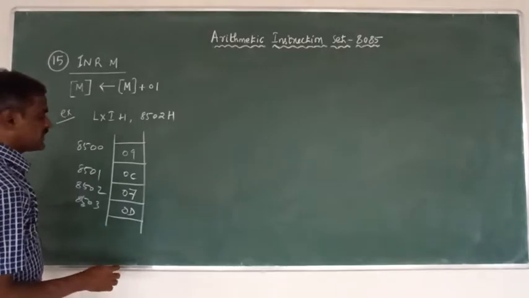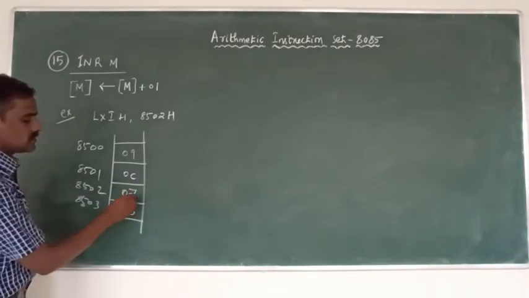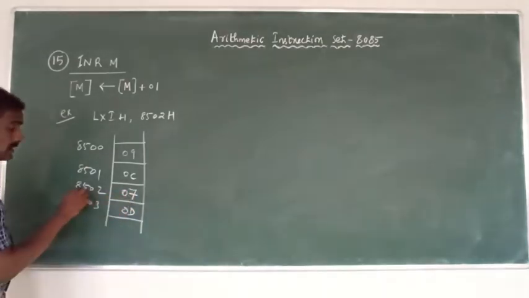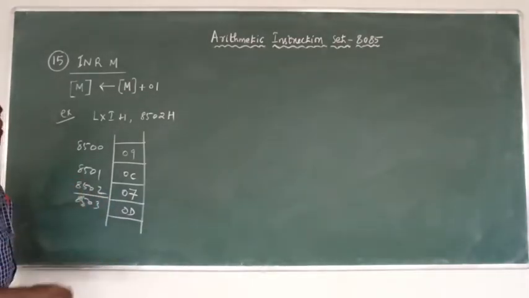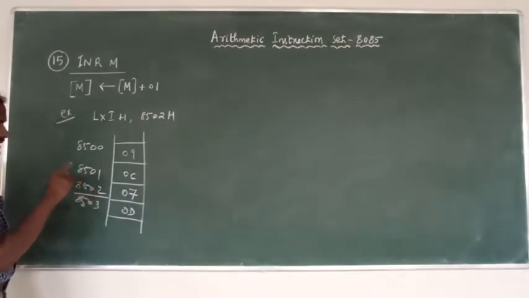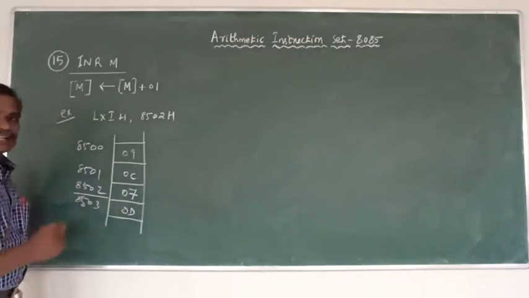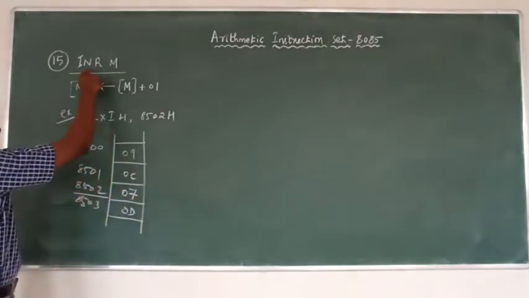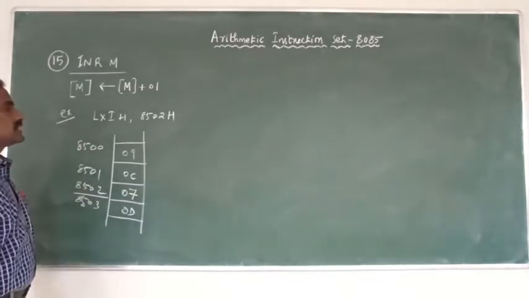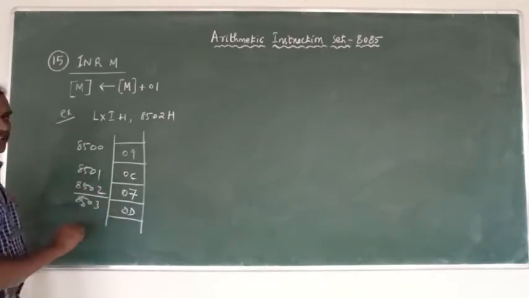Okay, now to increment the 07 data. The 07 data is available at memory address 8502. We have to increment the data at the 8502 memory address once. At that time we can use the instruction INR M. INR M means to increment the memory address location data.